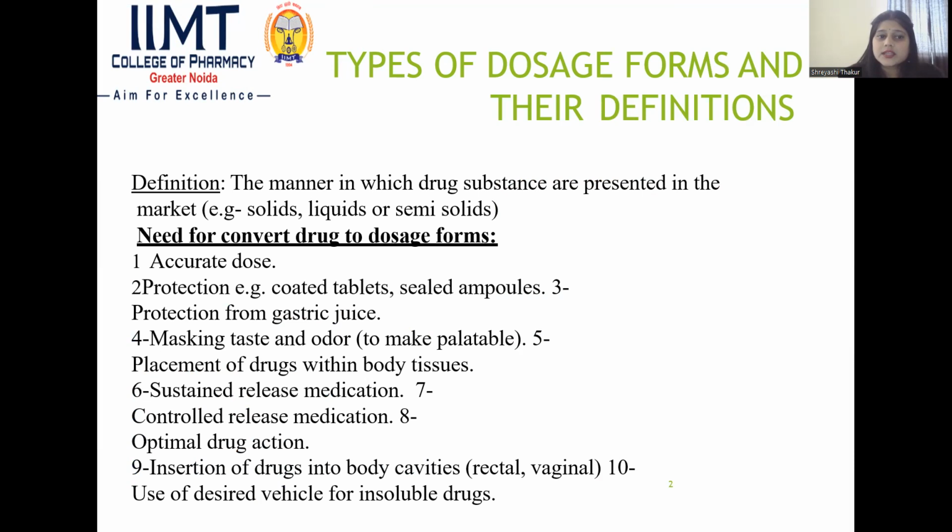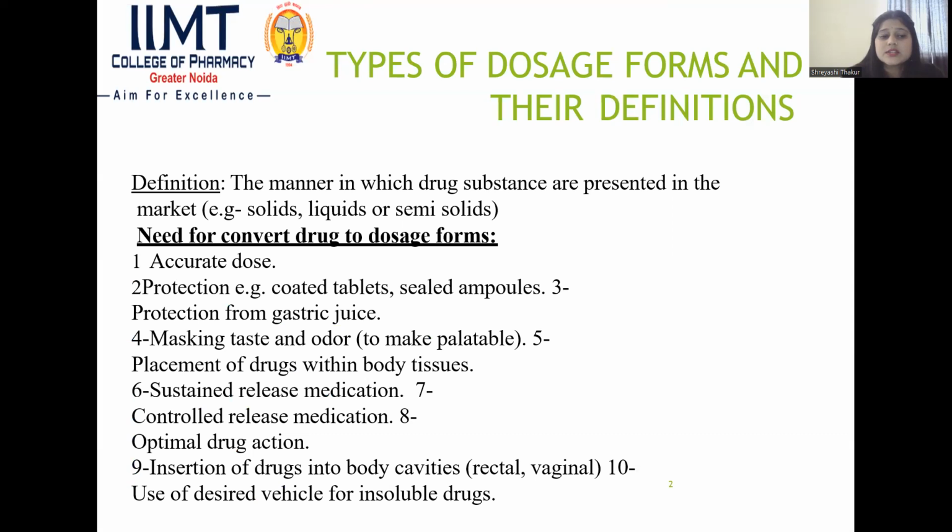Then come to my next point, need for converting a drug to dosage form. Why do we need to convert the drug to dosage form? The first point is for accurate dose. Next one is for protection. Examples like sugar coated tablets and sealed ampoules protect the dosage form from the environmental factors. The next one is protection from the gastric juice, masking the taste and odor to make it palatable.